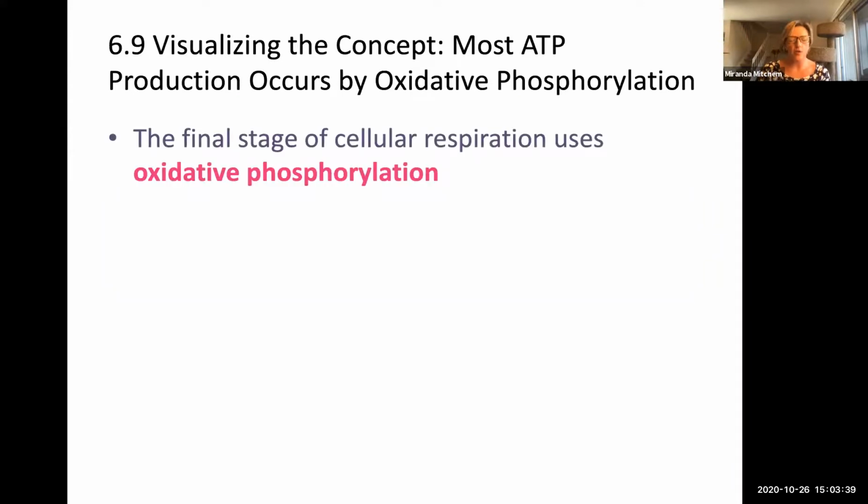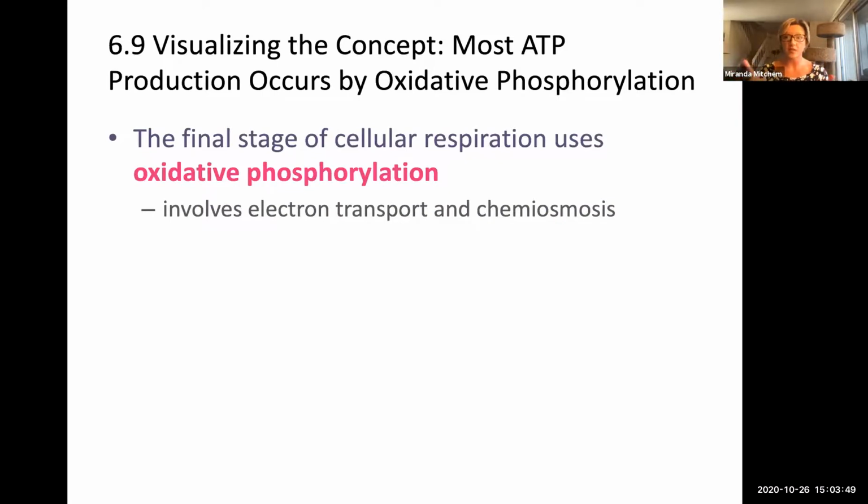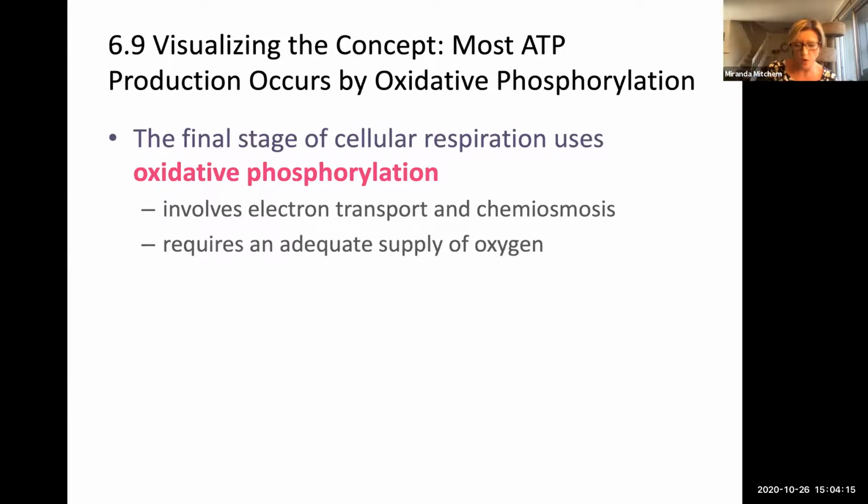All right, our third stage occurs by oxidative phosphorylation to make ATP. So this does use the electron transport system, which includes the electron transport chain for the electrons, and then this process of chemiosmosis, or the proton motive force for the protons. We do need a good amount of oxygen here, because molecular oxygen is the final electron acceptor that picks up those protons to create water.